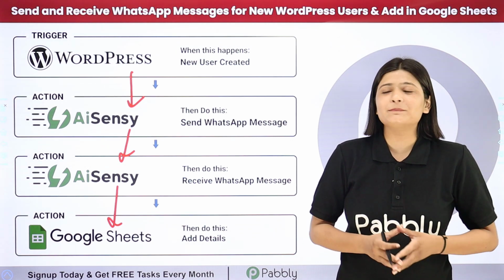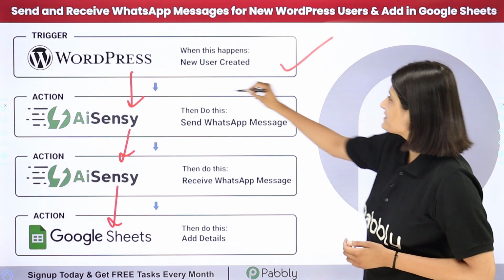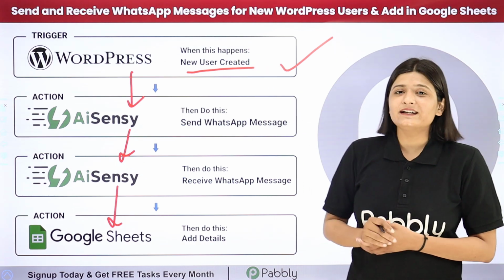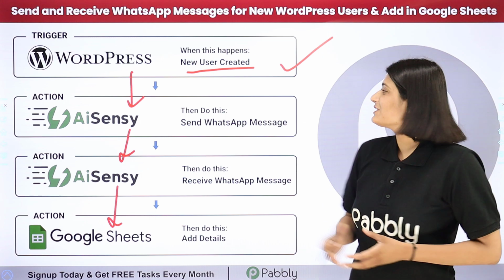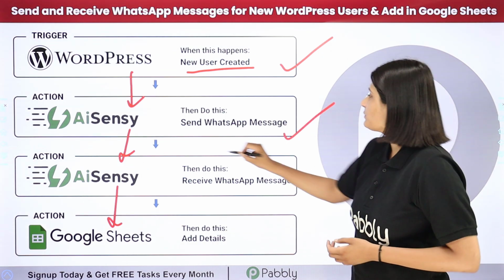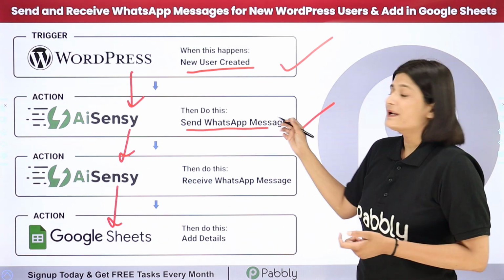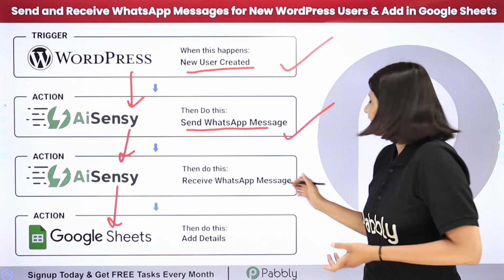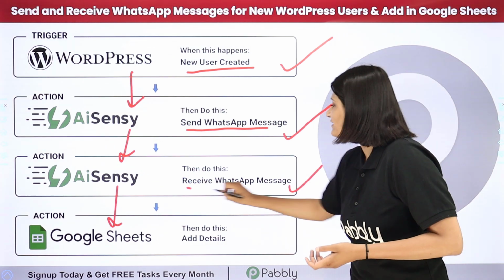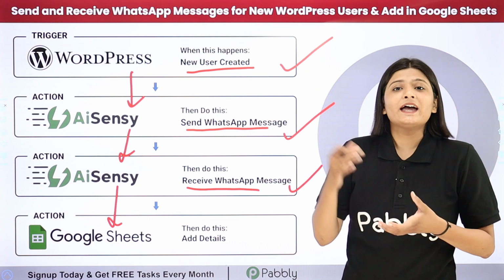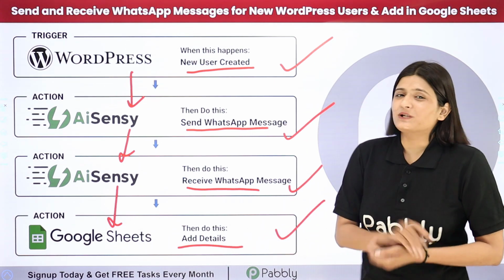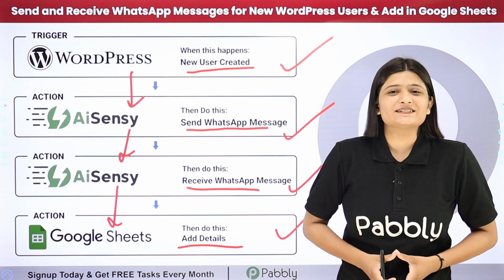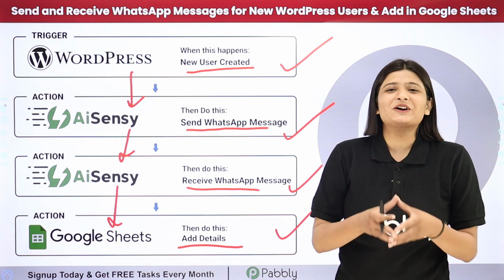Here as my trigger application, I will take WordPress where the new user will be created and this complete workflow will get triggered, and in my action application, I will take AI Sensei with the help of which I will send message to my customer, and then again AI Sensei with the help of which I will receive the same WhatsApp message, and then Google Sheets where I will add all these details of the new customer. If you want to learn this amazing automation step by step, let me take you all to my screen.